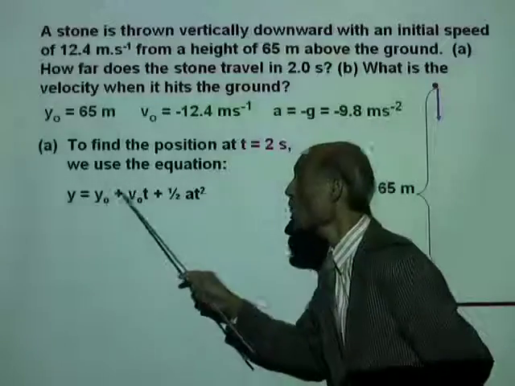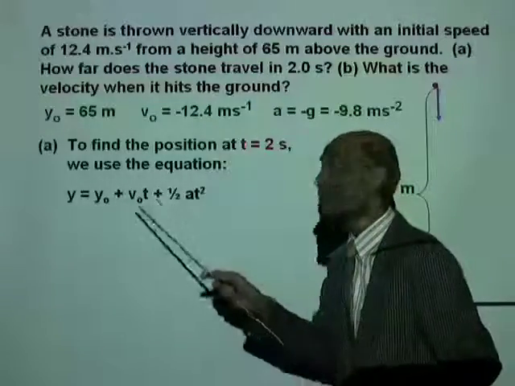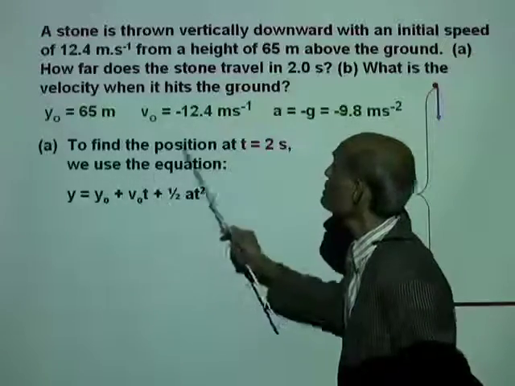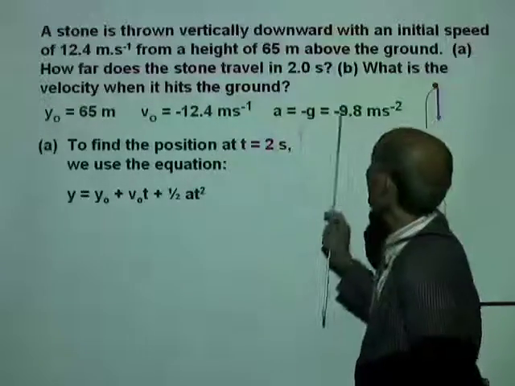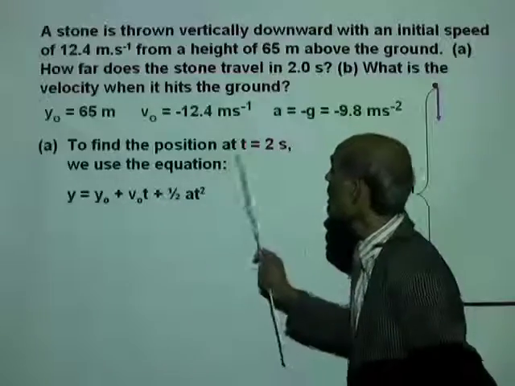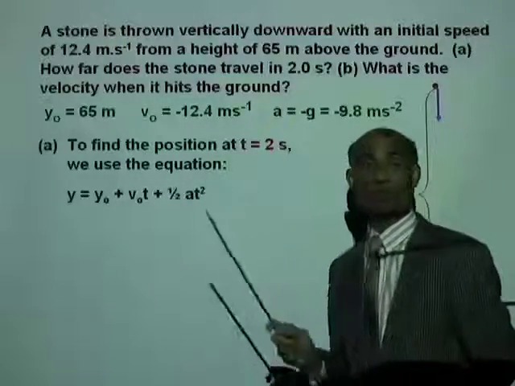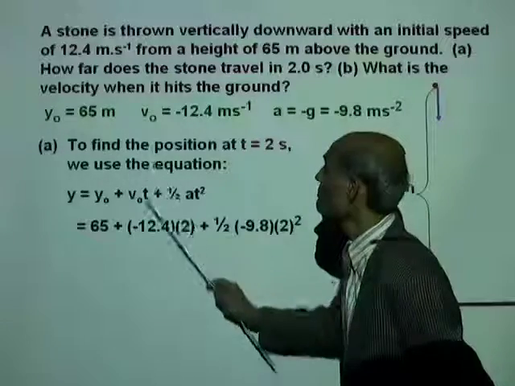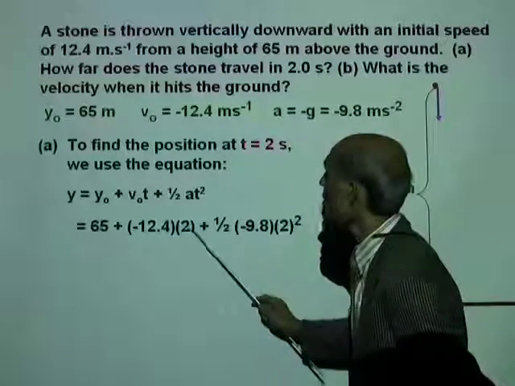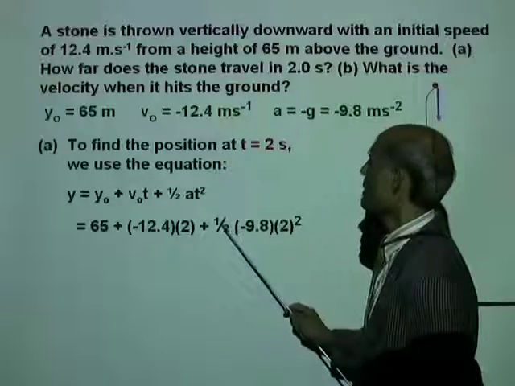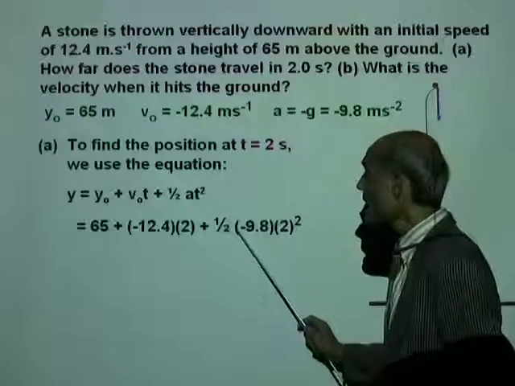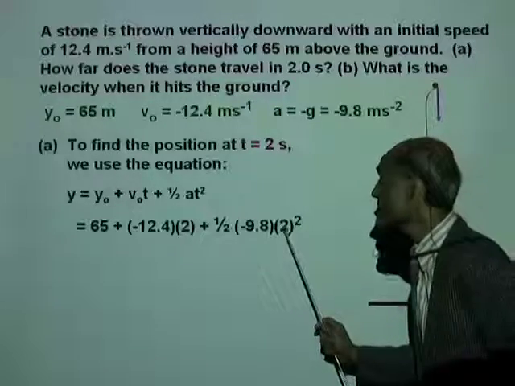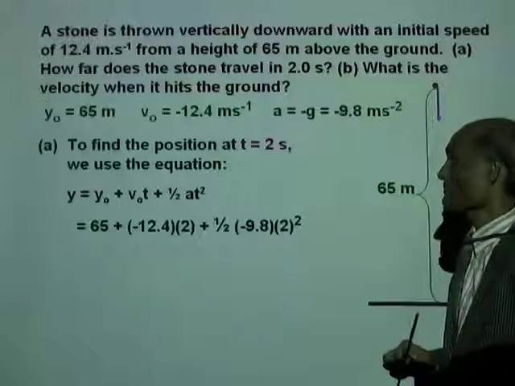Do we know all these quantities? Yes, we know y0. We know v0. We know a. And we know t. So use all those values there. That will be 65 plus v0, which is negative 12.4, times 2, plus 1/2 times a, which is negative g, negative 9.8, times 2 squared.